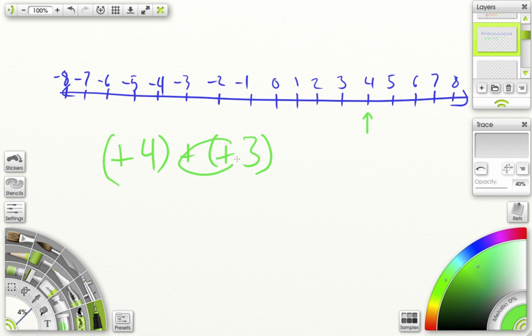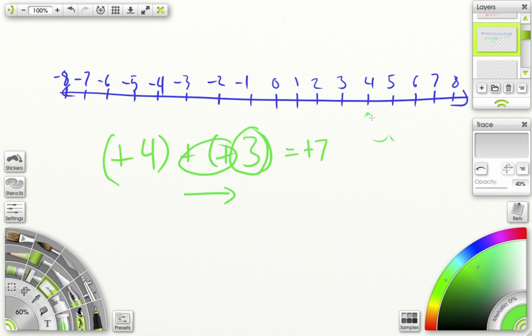I have matching symbols. What does it mean when the symbols match? I'm going to the right. So I'm going to the right this many spaces, 3 spaces. So I start at 4 and I go to the right 3 spaces because that's my second number. So I go 1, 2, 3. Where do I end up? Positive 7. All right, that's our first question.